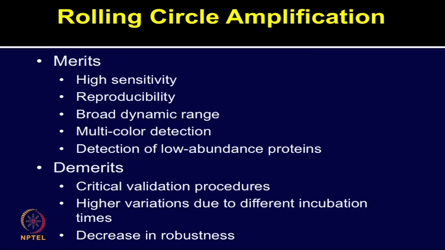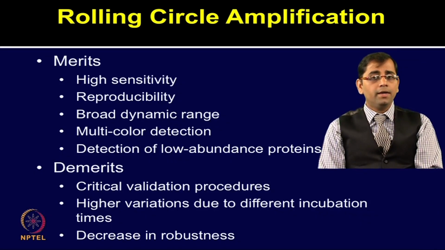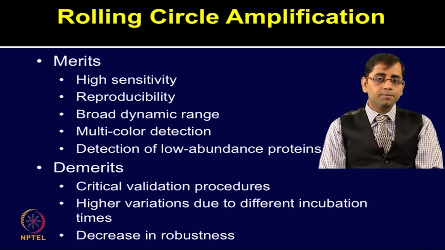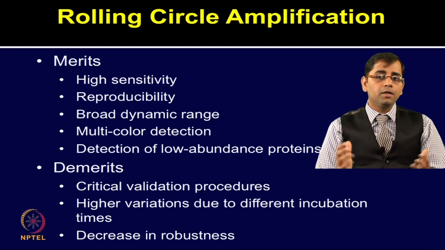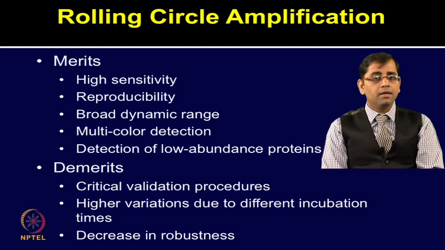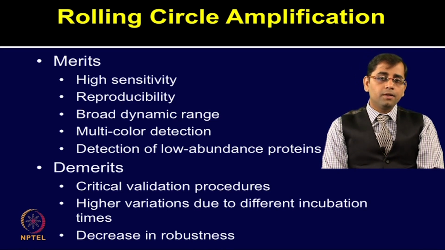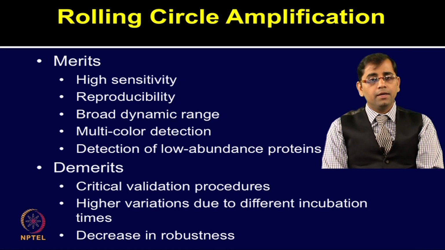Advantages of the RCA method as compared to direct or indirect fluorescence labeling include higher sensitivity, reproducibility, broad dynamic range of detection, multicolor detection, and detection of low abundant proteins. The demerits include the critical validation procedures, and higher variability due to the inherent incubation timings which are different for these assays. I'll now talk to you about a generic scheme of fluorescence detection by illustrating the concepts in an animation.